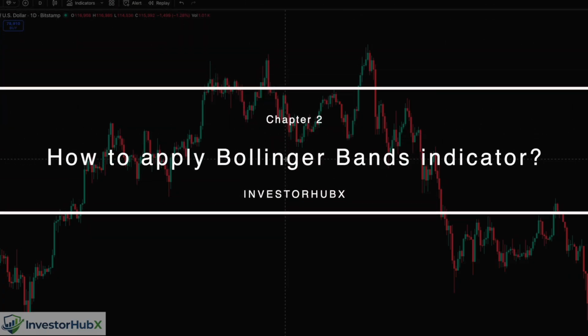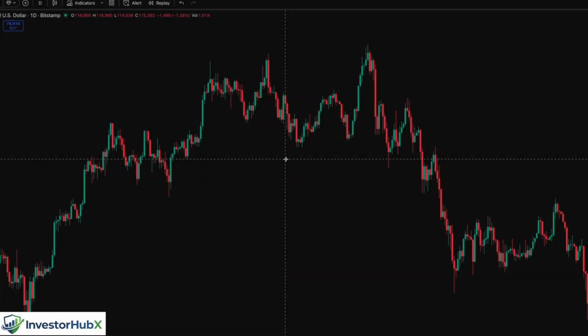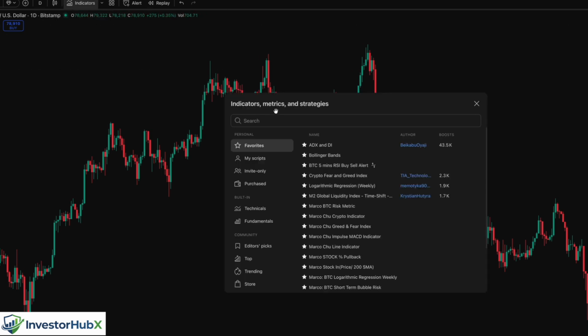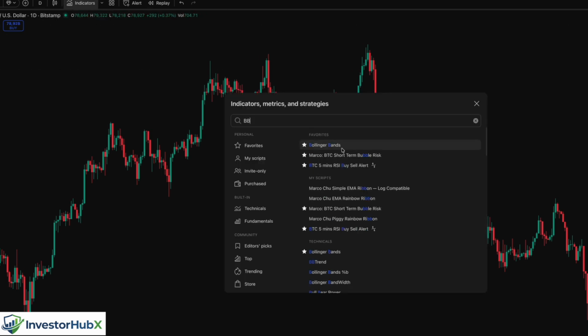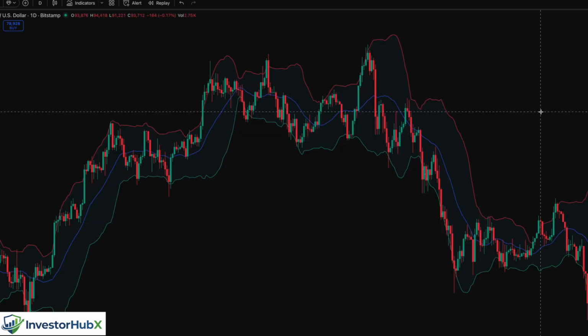Now that we understand what Bollinger Bands are, let's take a look at how to apply Bollinger Bands on the chart. To do this, open TradingView and select an asset. For example, Bitcoin. Click on Indicators at the top of the chart and type BB in the search bar. Once you apply Bollinger Bands to the chart, you'll see 3 lines. The blue line is the 20-period moving average. The red line is the upper band, and the green line is the lower band. The upper and lower bands are set at 2 standard deviations away from the moving average.